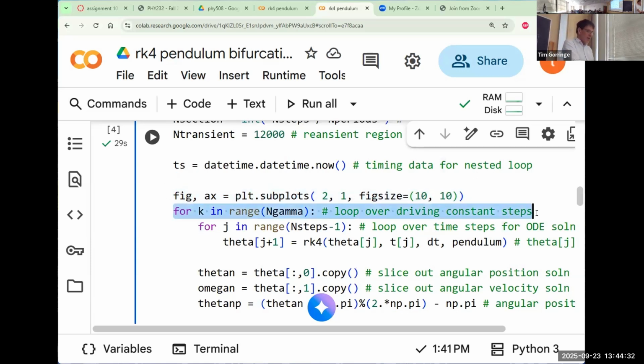And the other thing I added was this loop. This internal loop here is the one that's finding the solution for a given gamma. And this outer loop is the one that's going to step through the different values of gamma, from the lowest gamma to the highest gamma in these n gamma steps. So I added in that one extra loop. Those are the basic changes that I made in the calculation.